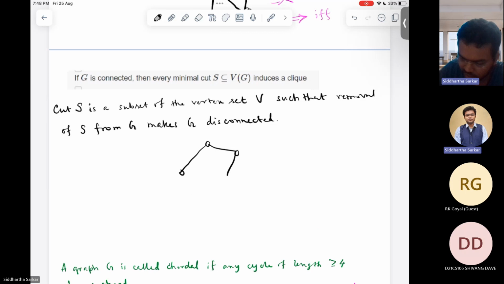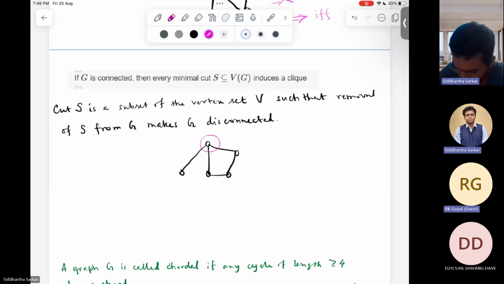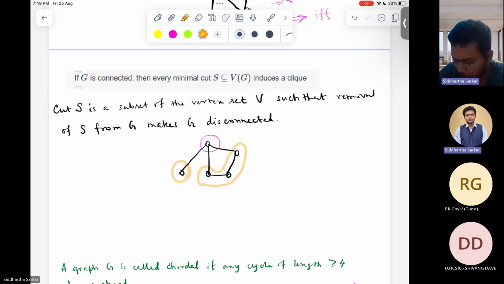So for example, let us say this is a graph. Maybe this edge I can remove. So now if you remove this vertex, then you are left with two connected components. One is this vertex and the other is these three. And there is no edge between these two components. So the graph has become disconnected.